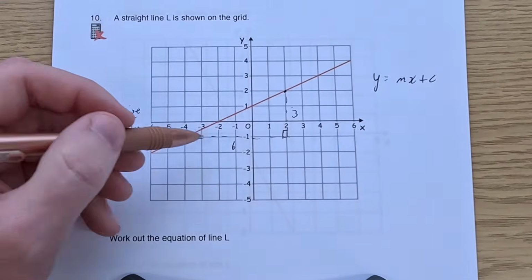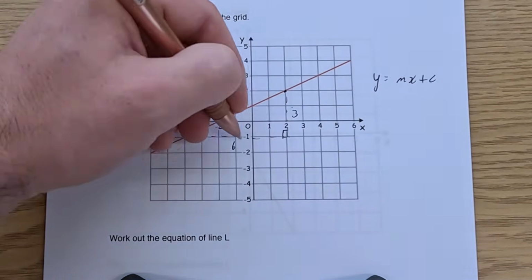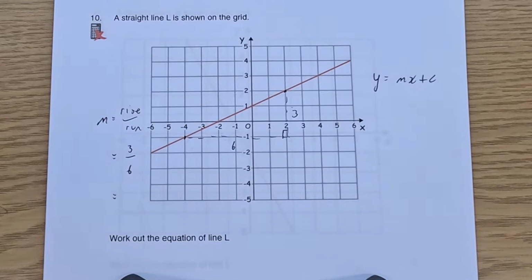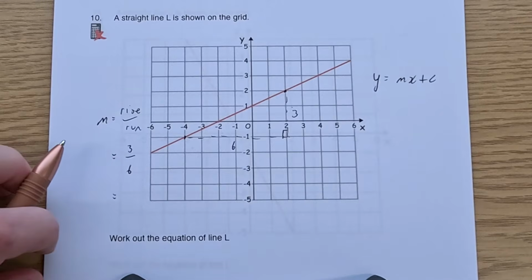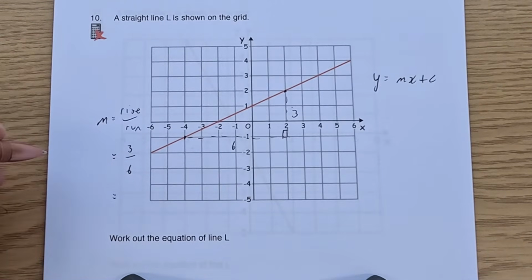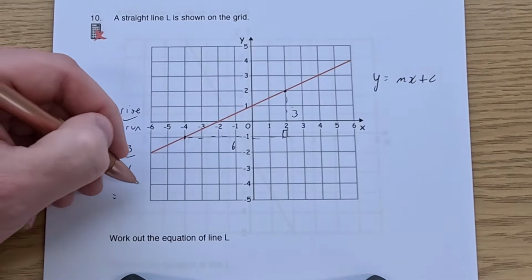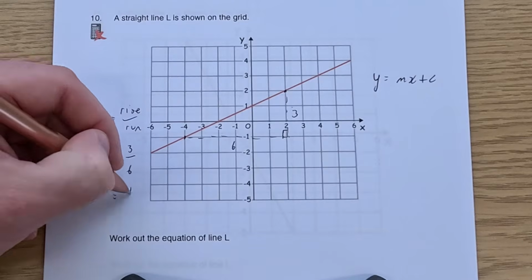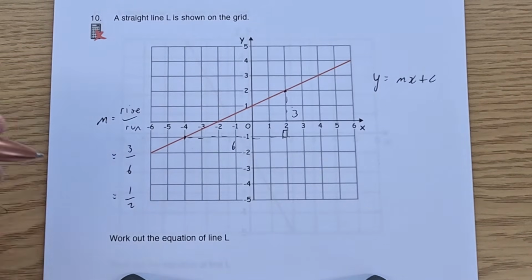So the rise is 3 and the run is 6. So we're going to divide the rise, 3, by the run, which is 6. So we're going to do 3 divided by 6. Now this is a non-calculator question, so we're not going to do 3 divided by 6 in our calculator. I'll just cancel down that fraction, because I know it's going to be a fraction, 3 over 6, and if we divide both of them by 3, 3 divided by 3 is 1, and 6 divided by 3 is equal to 2. So that means the gradient of that line is a half.